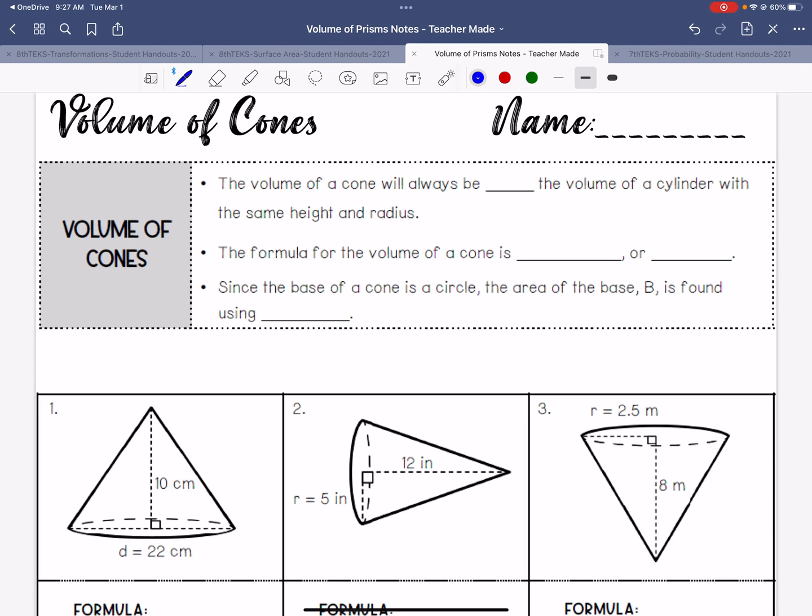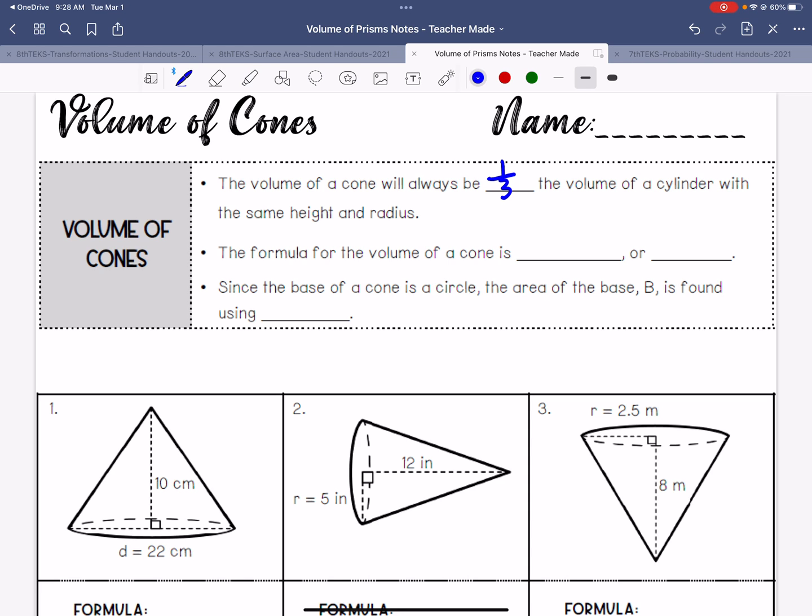Okay, today we are going to be looking at the volume of cones. We've previously, yesterday, talked about the volume of cylinders. So the volume of a cone will always be 1/3 the volume of a cylinder, just like how a prism is 3 times as large as a pyramid, or a pyramid is 1/3 the size of a prism. It's the exact same thing.